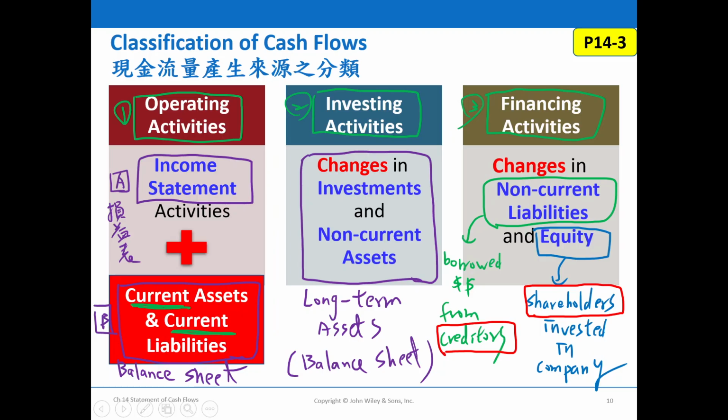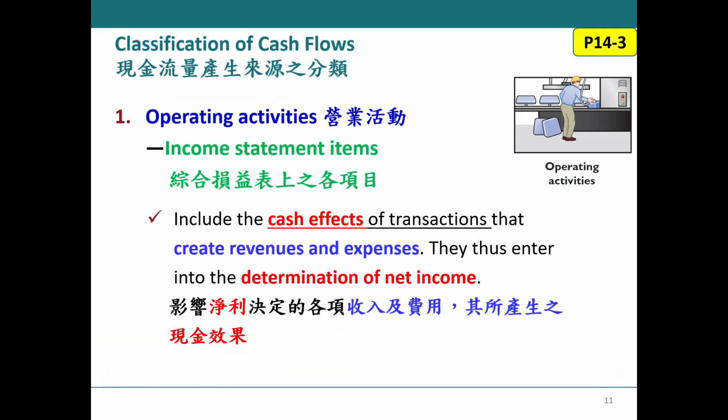Okay, so let's see how to figure out the cash flow from each activity. Remember operating. So what does it mean? Operating activity: sell the product, provide the service. Based on this, we try to figure out cash. So for operating, you need the data from income statements, okay?